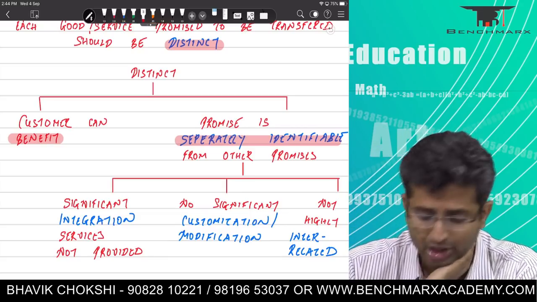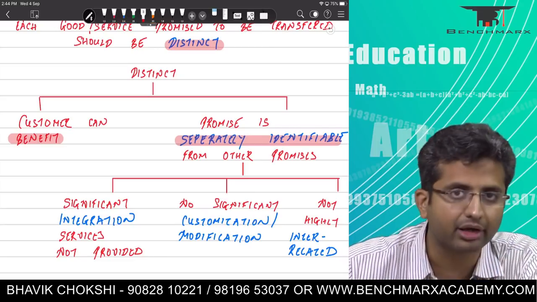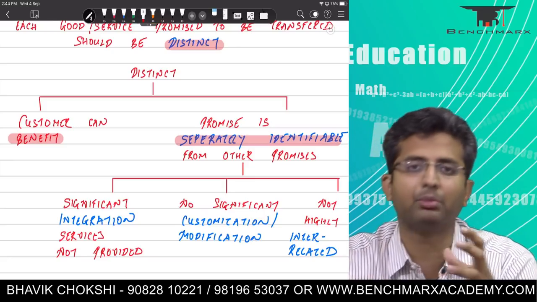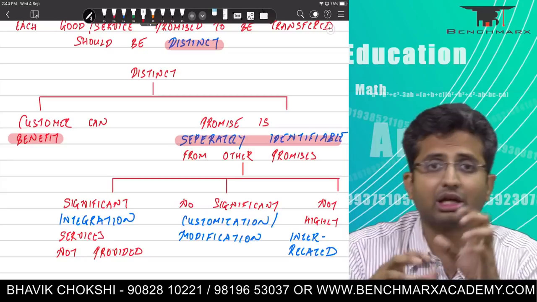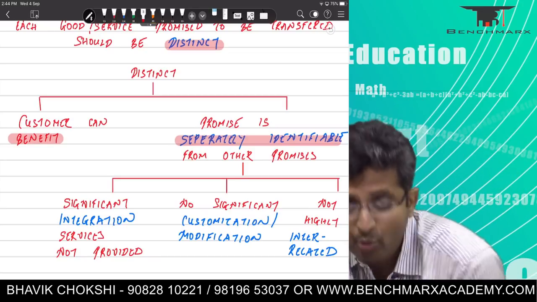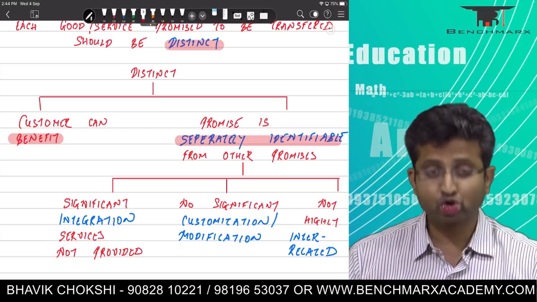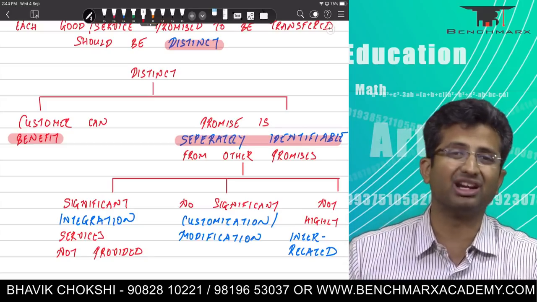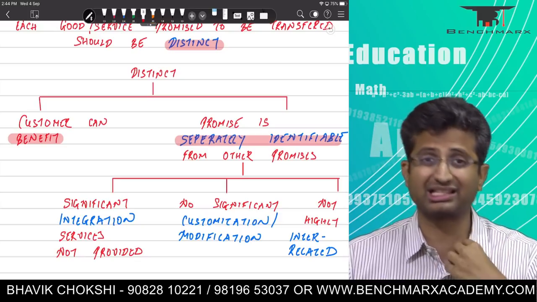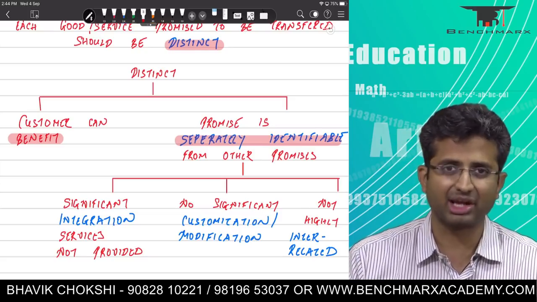Now how does that happen? Well, there are three specific things that have to be proven in the negative. When do you see that one promise is distinct or separately identifiable from the other promise? It is like asking whether the delivery of the AC is distinct from the servicing. Well, it is distinct if three conditions are satisfied. First, it should not be a part of a significant integration activity. Second, it should not be customization or modification of an existing asset. And third, they should not be highly interrelated. We'll quickly discuss examples on each of them.